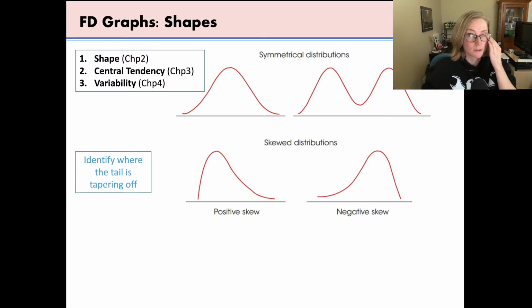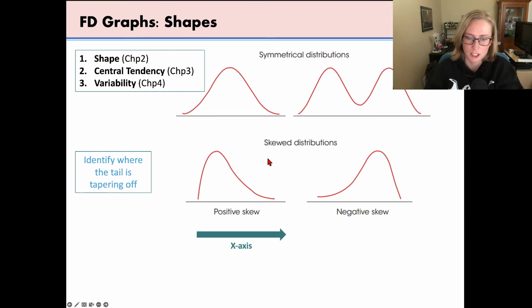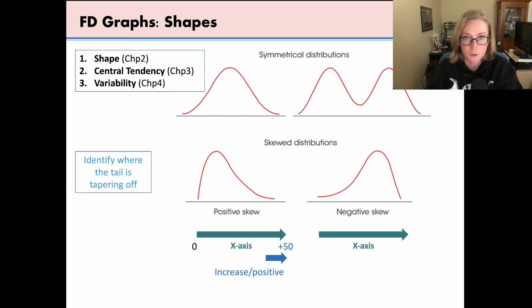Okay, so back to this. We looked at this in chapter 2. Symmetry, of course, right? Nice symmetrical normal distribution. Here we have our bimodal distribution, also symmetrical. And again, just to review, when we have a positive skew, the tail, orient yourself on the tail, is going into the positive, so positive skew. Here the tail is going into the negative, it's going to be a negative skew.